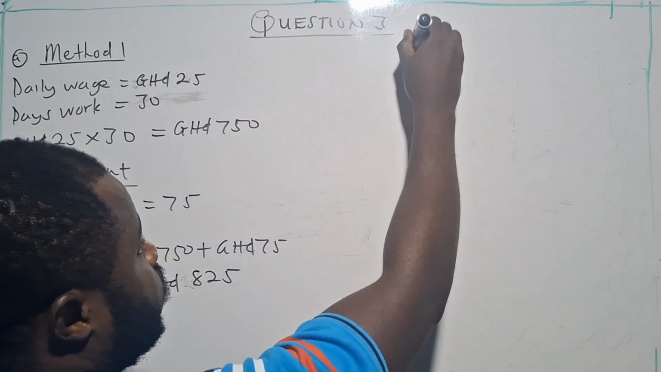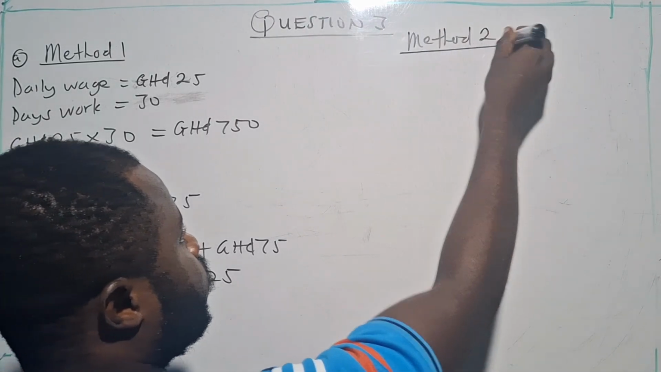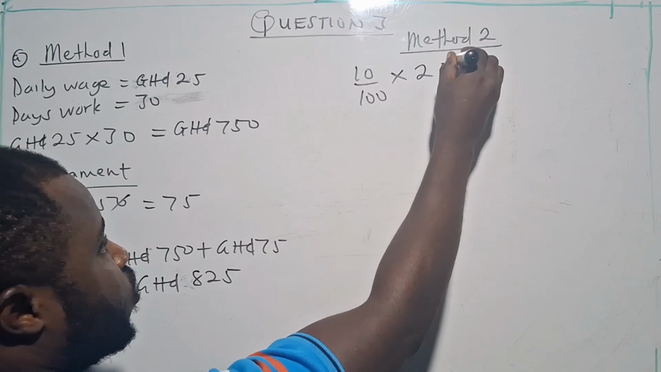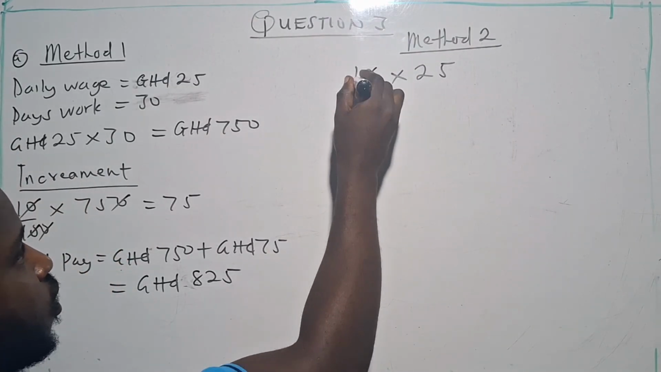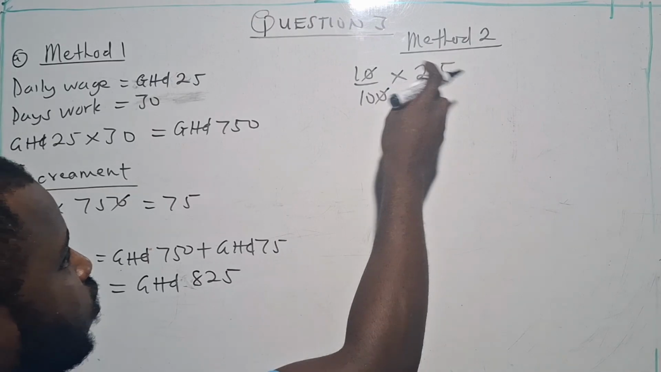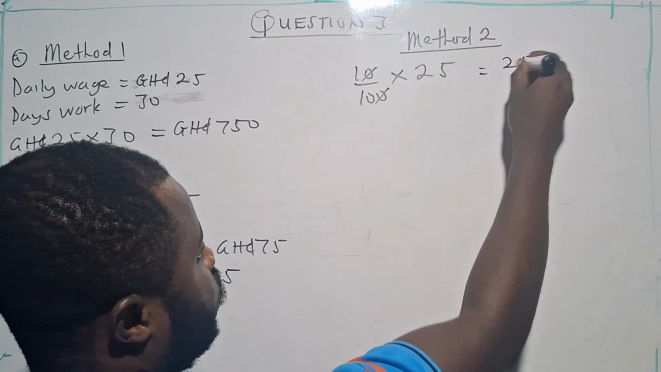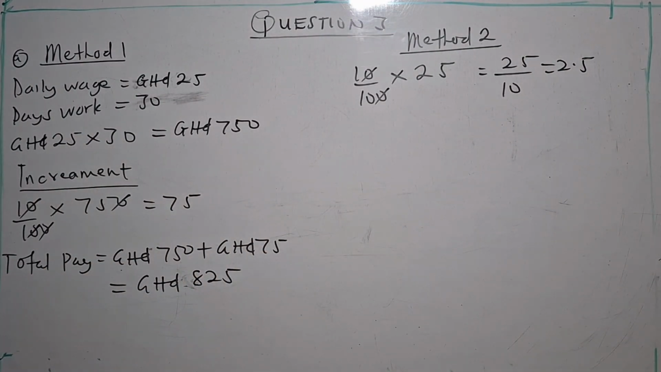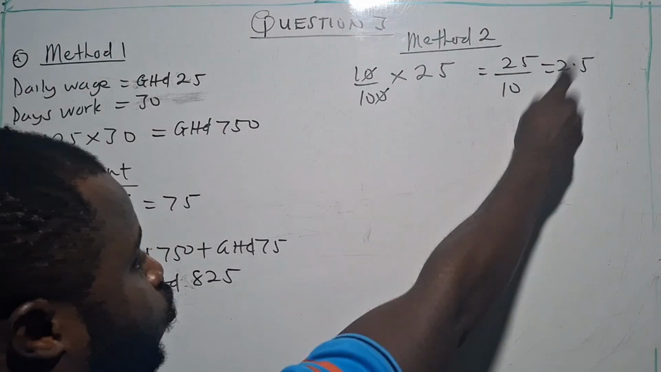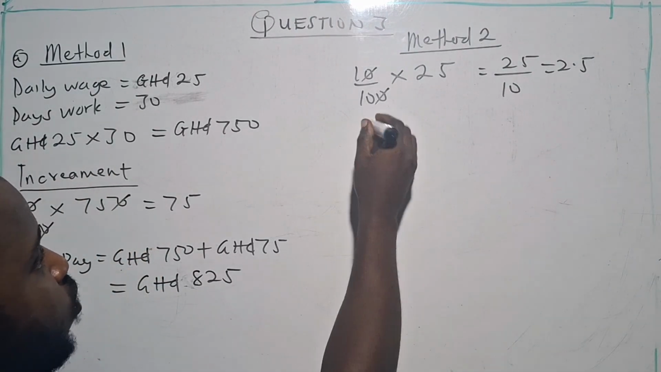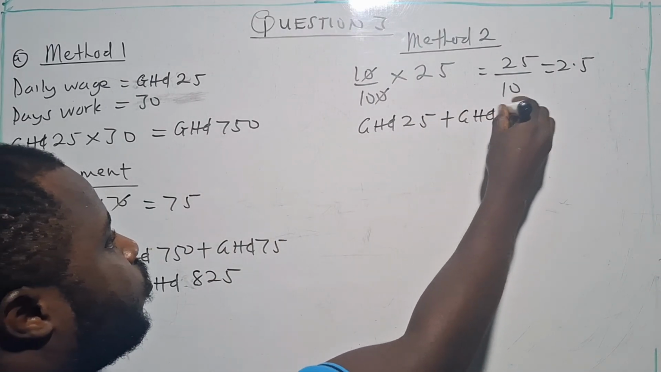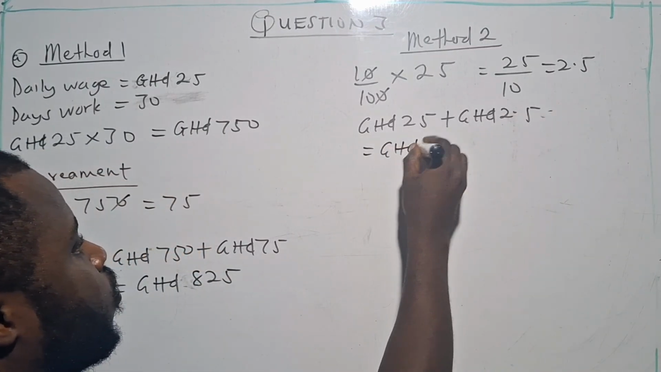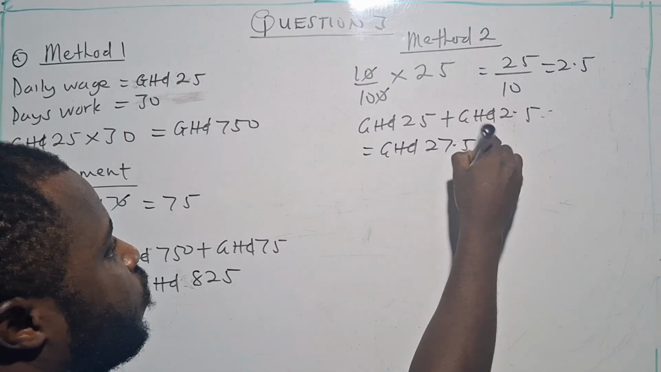Now let's see method 2. In method 2, I'm going to find 10% on the 25 cedis he was receiving initially. So here I have 1 on 10 times 25, which is 25 on 10. When you divide, you are going to get 2.5. So his daily wage has increased by 2 cedis 50 pesewas. I'm going to add it: 25 cedis plus 2 cedis 50 pesewas is going to give me 27 cedis 50 pesewas.